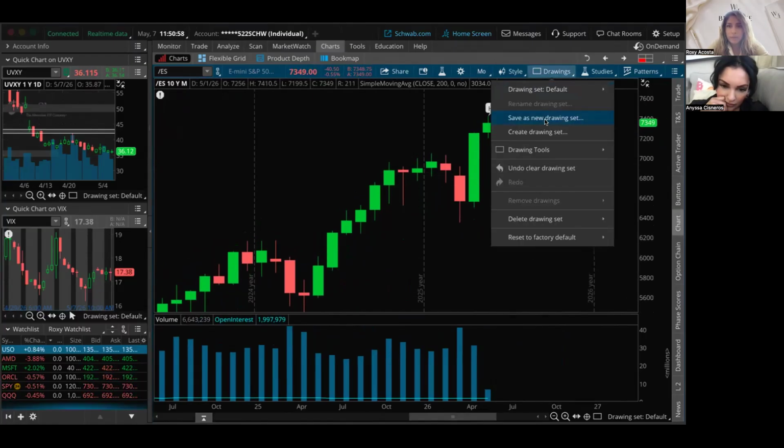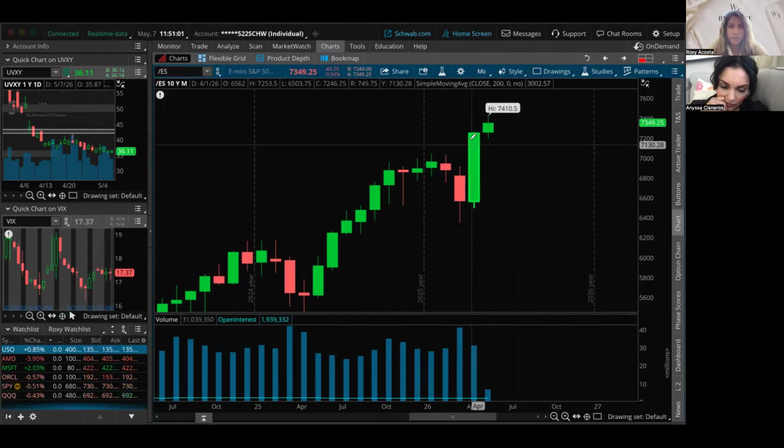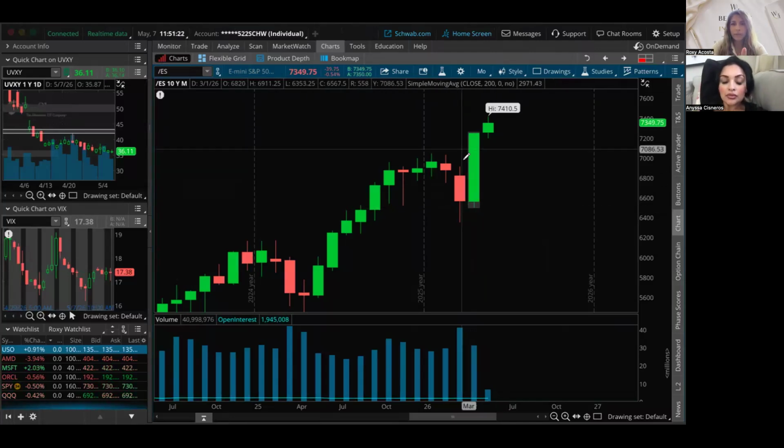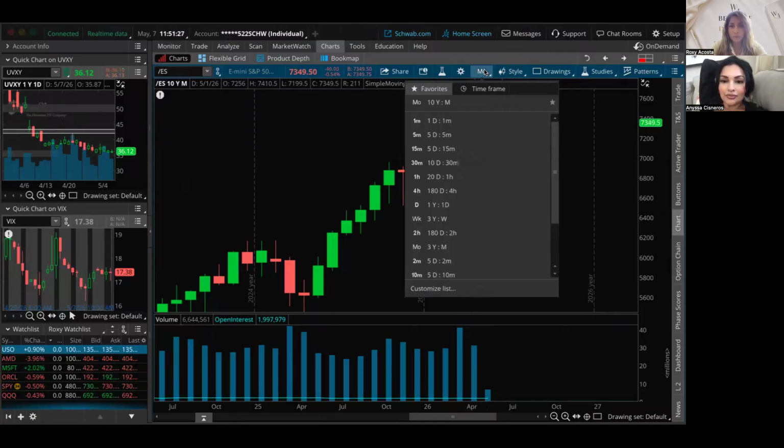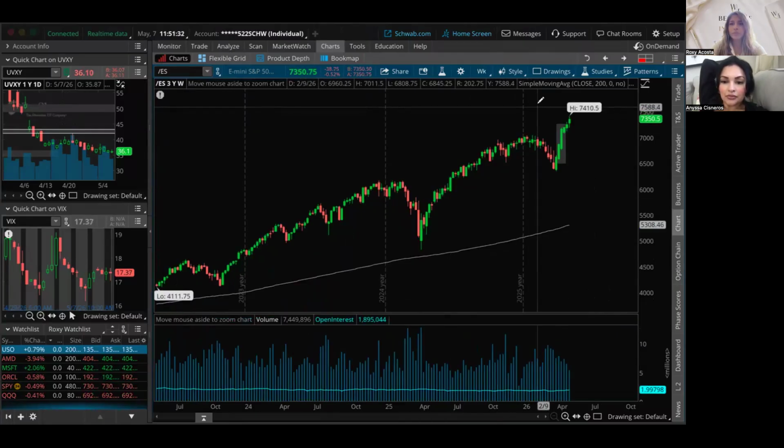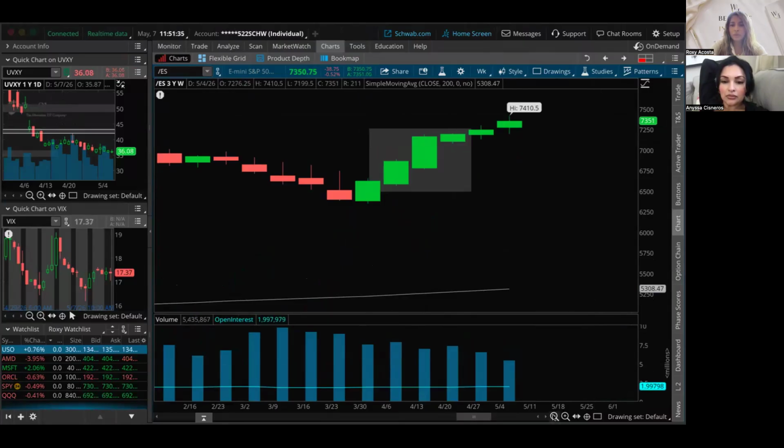So what I'm going to do is create a shadow box in the month of April. I'm going to grab the top of it and go all the way down right there. So I grabbed that one candlestick, the monthly candlestick of April. Now I'm going to take it down to the weekly time frame. Do you see the shadow box?